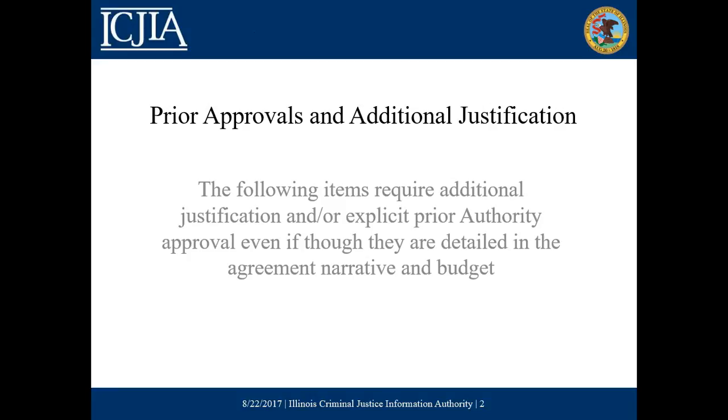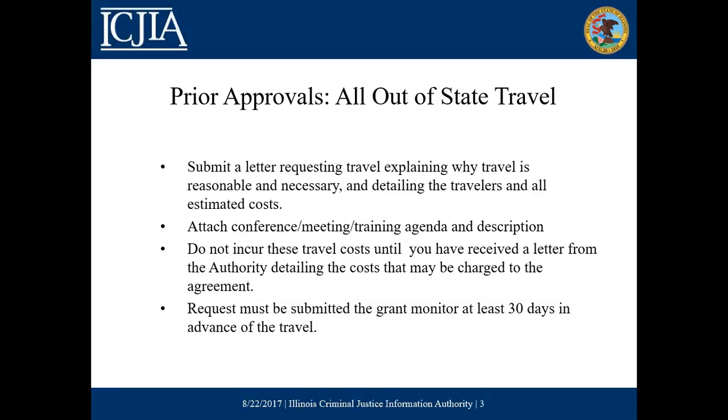So we want to give you that heads up so you can be aware of it as you're developing your application budgets. The first category is out-of-state travel. Even if you've got everything explicitly figured out in your budget, you're going to a conference in Washington, 2 people are going, you know exactly what the costs are going to be for those 2 travelers, you still need to submit an explicit request, so a letter requesting the travel, explaining why the travel is reasonable and necessary, detailing the travelers and all your estimated costs.